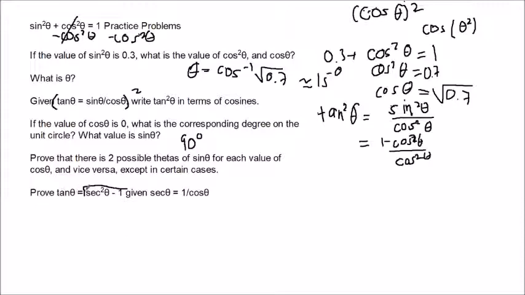So this is more like a show question. Prove that tan theta is equal to the square root of sec squared theta minus 1, given that sec theta is equal to 1 over cosine theta. I already gave you this, right? So we'll start, right? We want to get rid of the square root. That's pretty much the most logical thing. We'll square both sides. So squaring both sides, we get tan squared theta is equal to just regular sec squared theta minus 1, right?